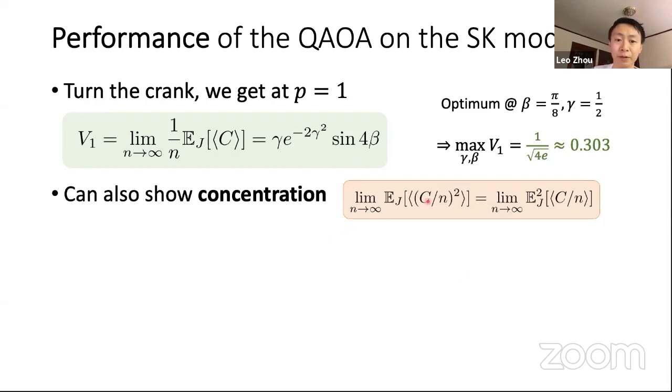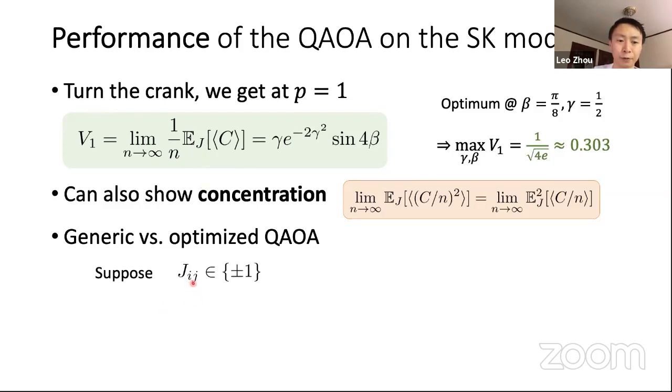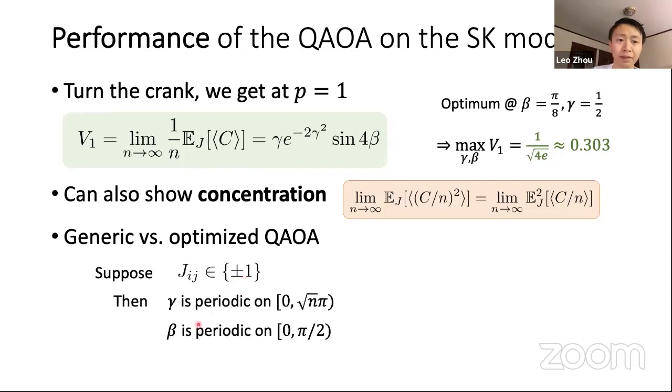You can also apply the same technique to evaluate different moments, and this is what gives us concentration. And another point that I would like to make here is that if you consider the generic performance of QAOA, so just some random parameters that you would choose versus the optimized parameters, what do you expect? Well, it seems to suggest from this formula that the cost function for any random parameter would scale with n. That's actually not true, because if you, for instance, choose the couplings to be plus or minus 1, then if you remember how the cost function is defined, you can see that the parameter gamma is periodic between 0 and square root of n times pi. And beta is periodic between 0 and pi over 2.